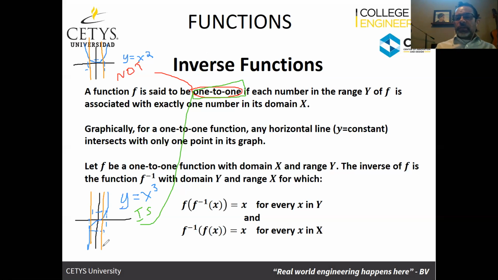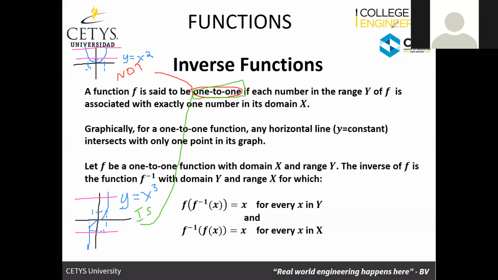So both of these are functions because of the vertical line test. However, for a one-to-one function, there's another test we do, which is the horizontal line test. If I do a horizontal line test, what's the difference between the horizontal line test for the parabola that's on top and the horizontal line test for the y equals x to the 3 on the bottom?